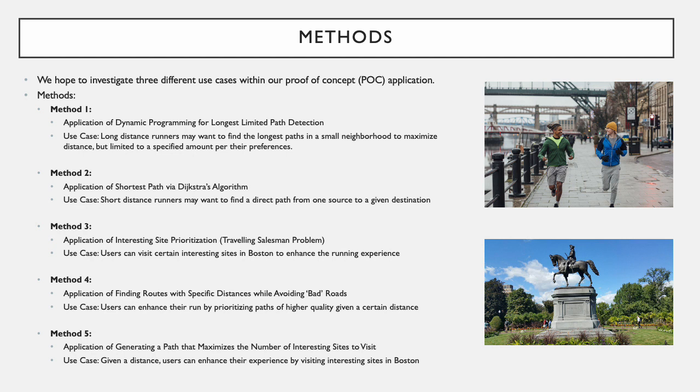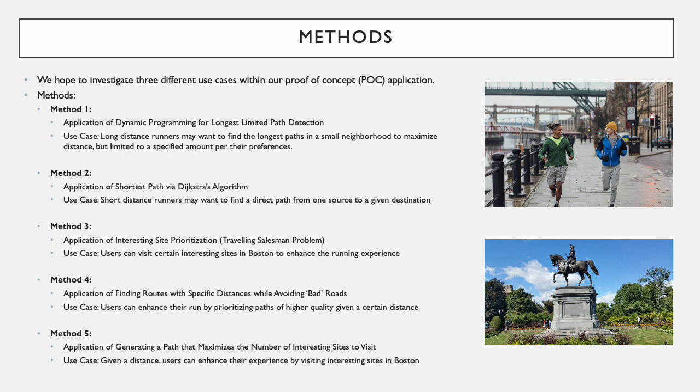Now that we've covered some background information and the problem statement relating to the particular question we were trying to answer, let's walk through some of the methods that we applied within this proof of concept application. Looking at the left-hand side of the screen, you see the 5 different methods that we applied. For each of these methods, we summarize which type of algorithm was used, as well as the use case associated with that algorithm.